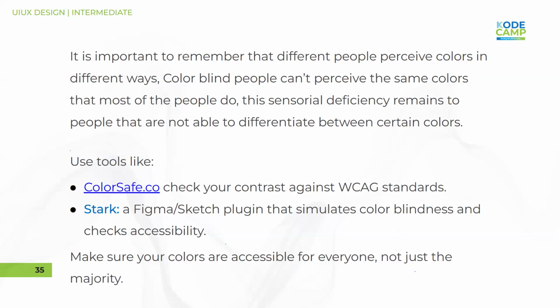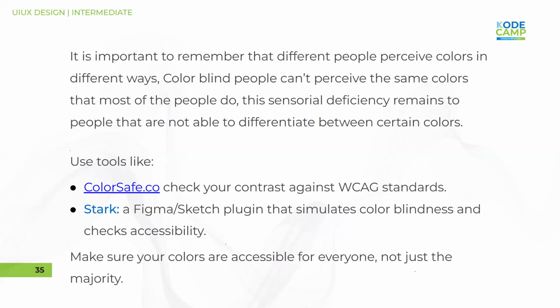So that's why we use tools like colorsafe.co to check contrast against WCAG standards. And we also use Stark, which is a plugin in Figma. Okay, this actually simulates color blindness and checks accessibility. So make sure that your colors are accessible for others, so for everyone, not just the majority. So make it that everyone can understand and also access the color.